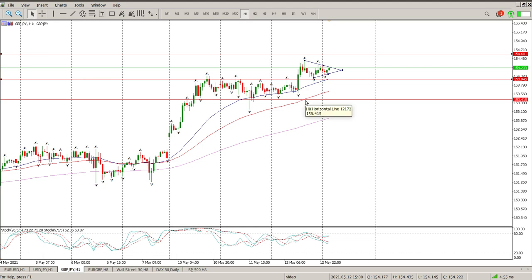153.945 and 153.415. So opportunity to buy there. Otherwise, it's a break of the flag, come back to test the flag in this area of 154.221, and we're looking for a move up.